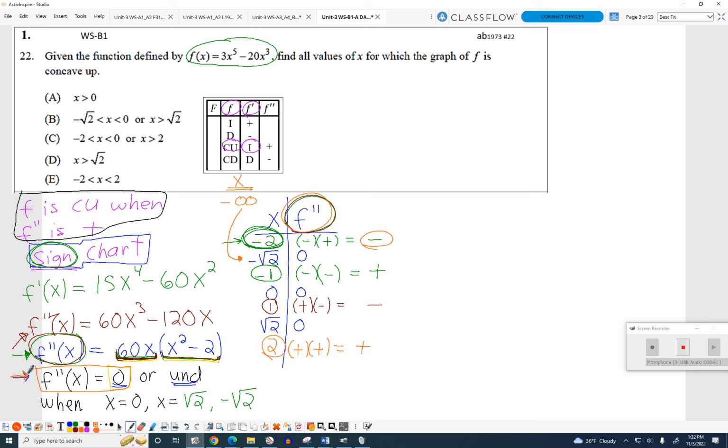Not the zeros. Now you also know that for all x values from -√2 all the way to x equals 0, all the y coordinates of f double prime are positive. And then the pattern just continues. So from here to here, and then from here to here.